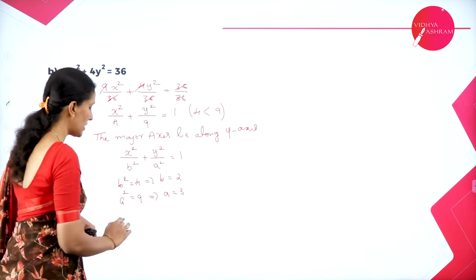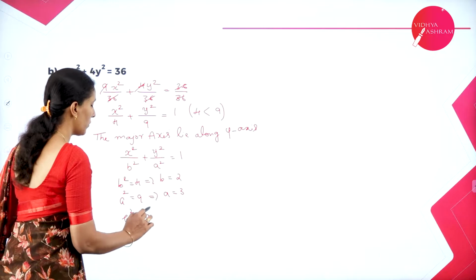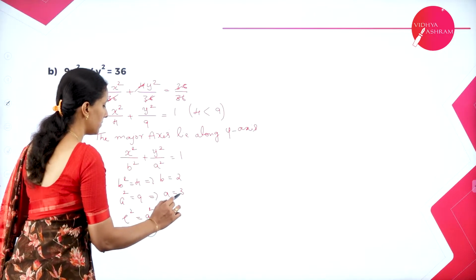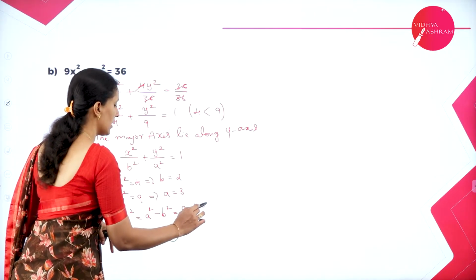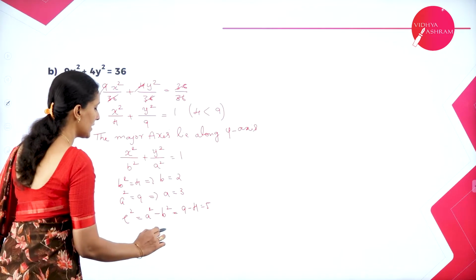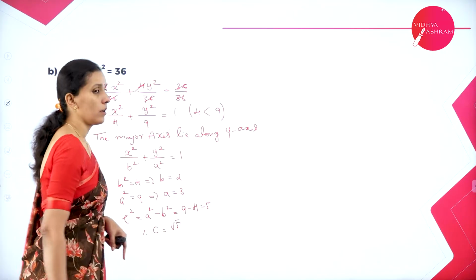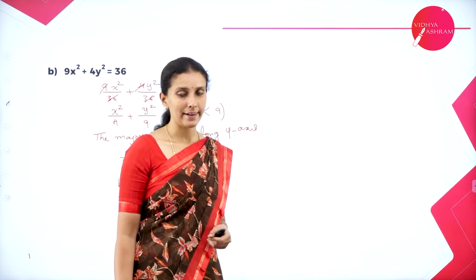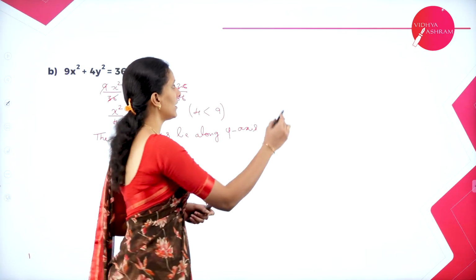Now, let us find out c. So, we have c square is equal to a square minus b square, which is 9 minus 4 is equal to 5. So, therefore, we get c is equal to root 5. Now, let us write all the characteristics one by one. So, let us write the foci.